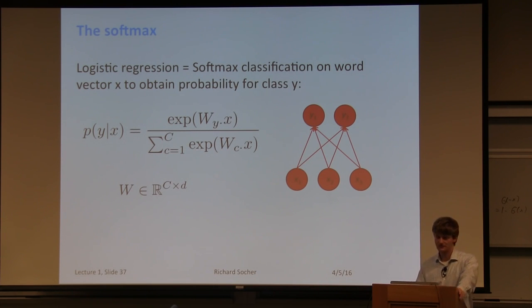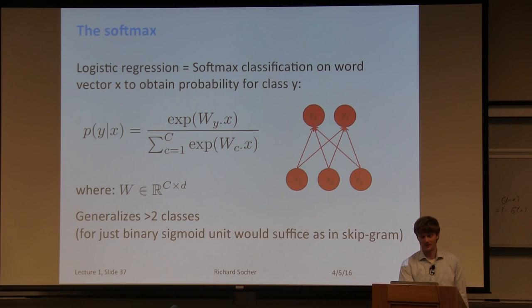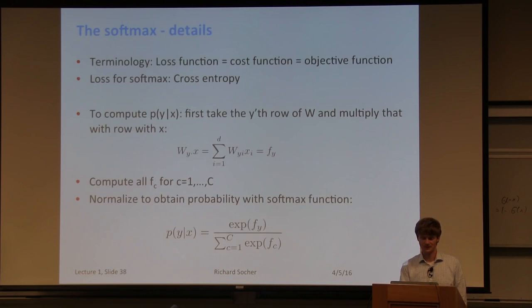All right. We'll essentially use logistic regression and softmax classification interchangeably. And we already had the sigmoid. Sigmoid is perfectly fine if you just have two classes, right? Then 1 minus the output of the sigmoid is the probability for the other class. But the softmax will allow us to have lots of different classes.